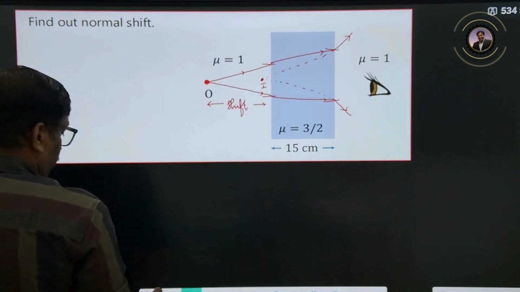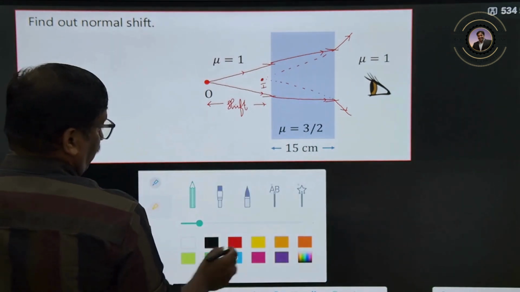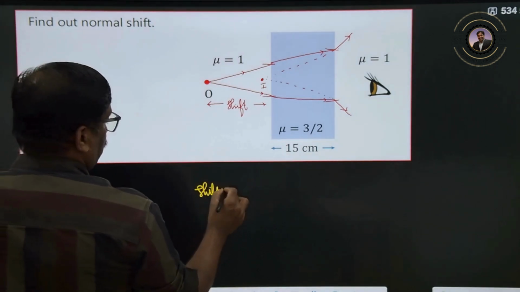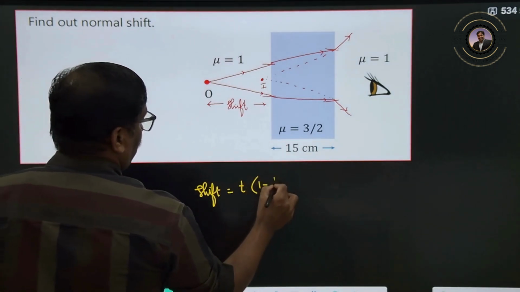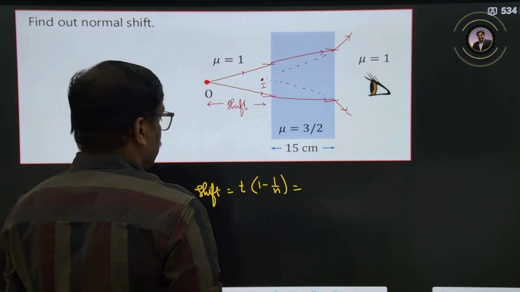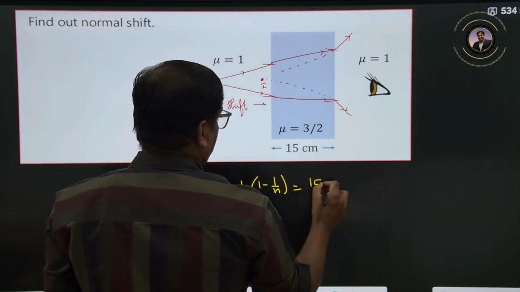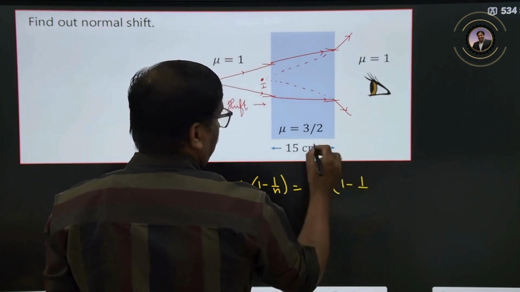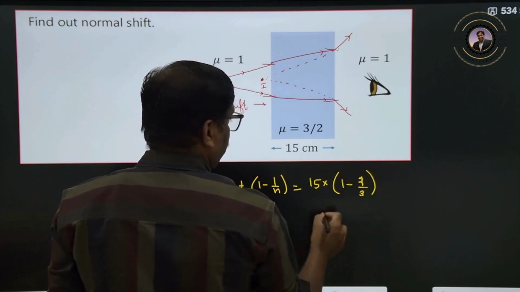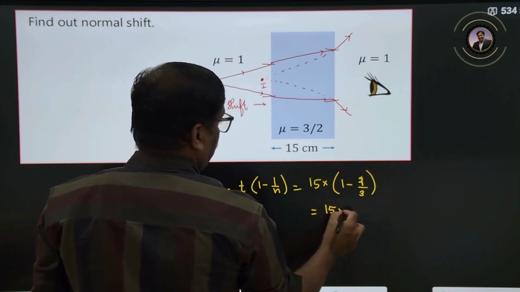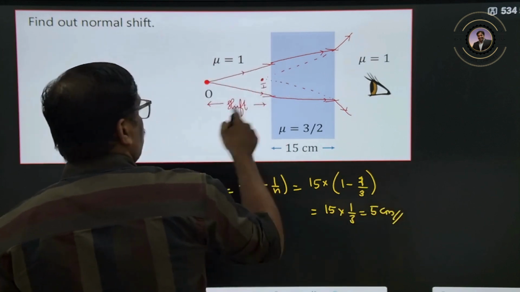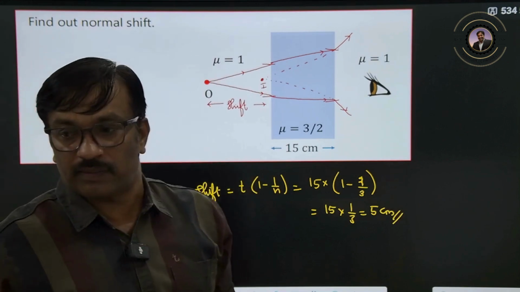Now, here this shift we can calculate with one very simple formula. Shift is equal to thickness of the slab times 1 minus 1 by n, which we already calculated. So how much is the thickness? 15 into 1 minus 1 by refractive index, which is 3 by 2. Therefore, 15 into 1 by 3, that is nothing but 5 centimeter. This much amount of shift has taken place.